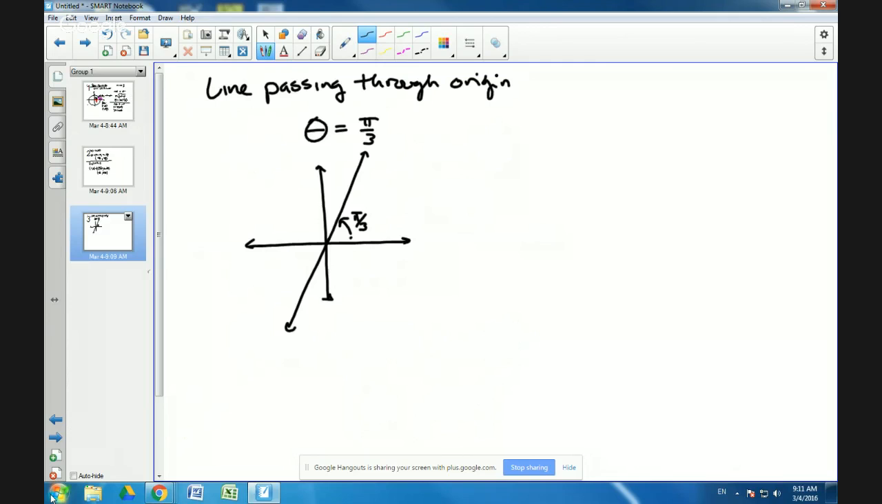It gets a little bit more fishy when you do it not passing through the origin.